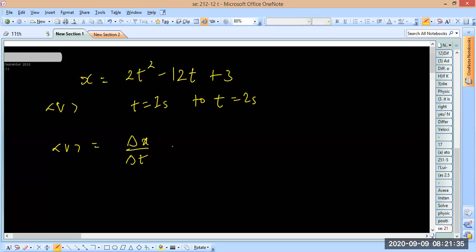So this is delta x by delta t. Delta x means final position minus initial position, upon time interval. Time interval is clearly 2 minus 1, that is 1 second, right? Okay. Now what about the numerator? I'm going to do it separately.